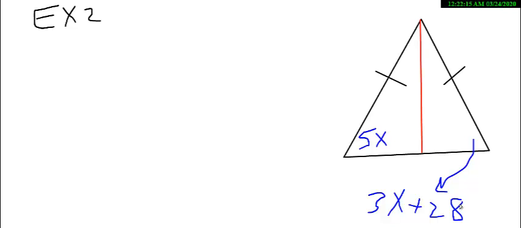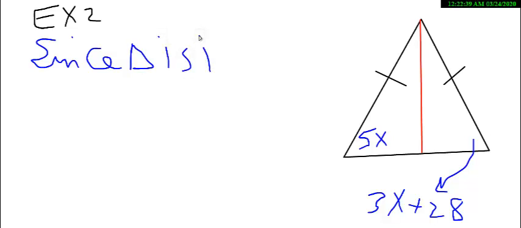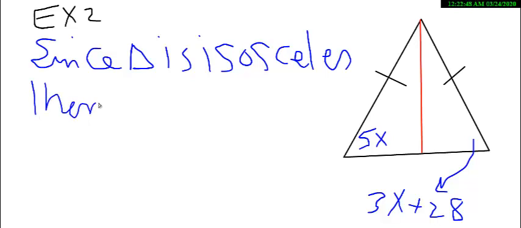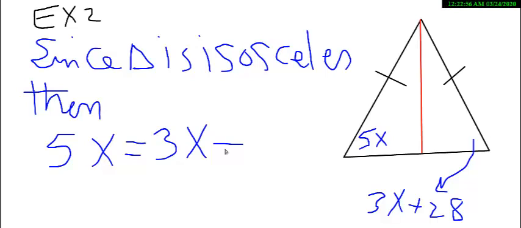According to the given figure and the given condition, this triangle is an isosceles triangle. So I'm going to get the conclusion from the theorem which we had, that the base angles are congruent. So I'm going to write down here: since the triangle is isosceles, then the conclusion would be that the measure of 5x equals 3x plus 28.